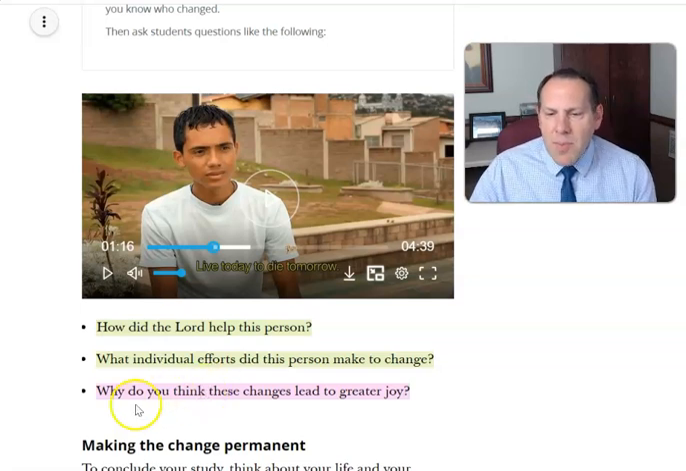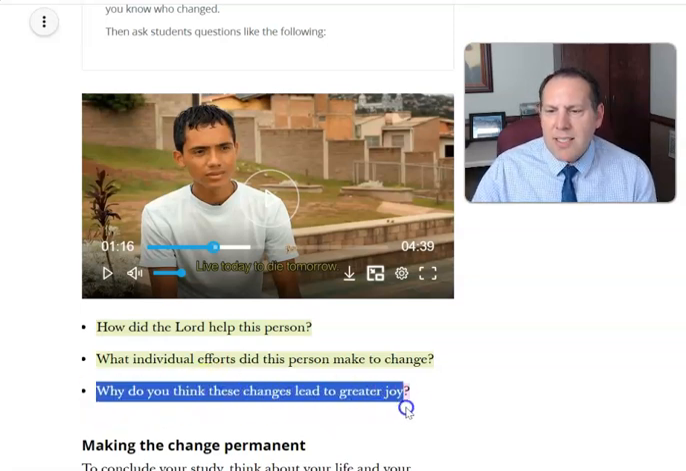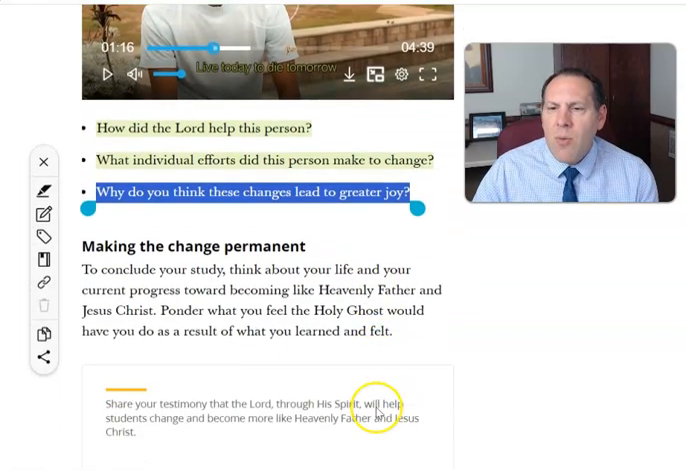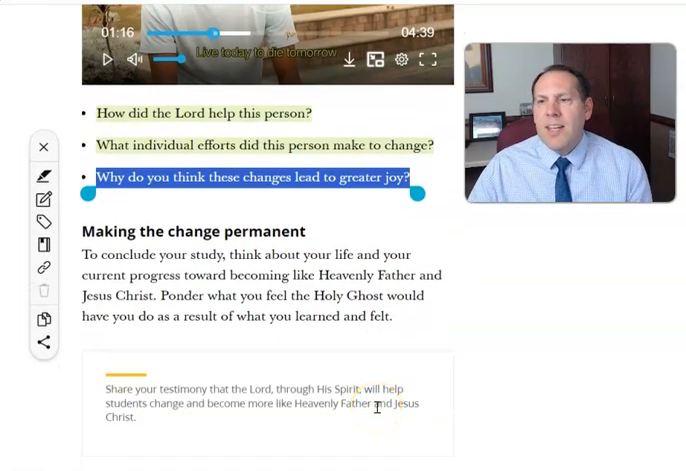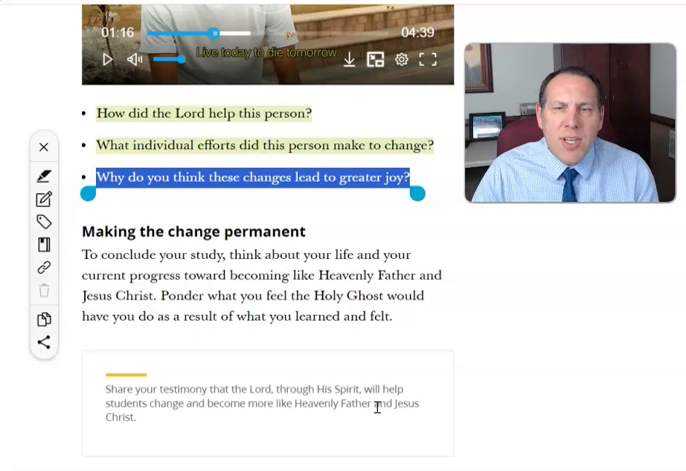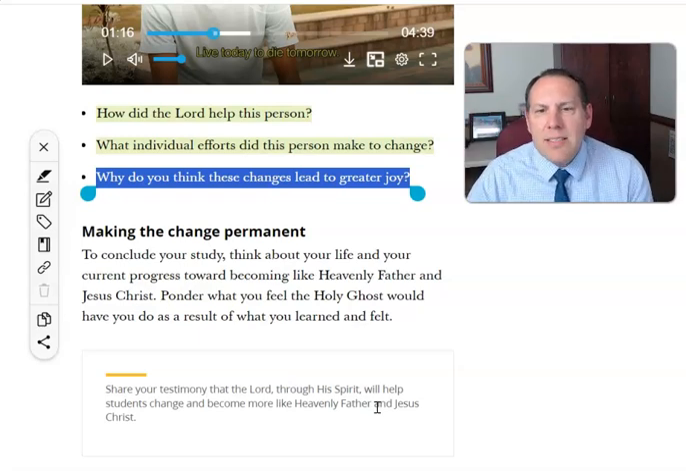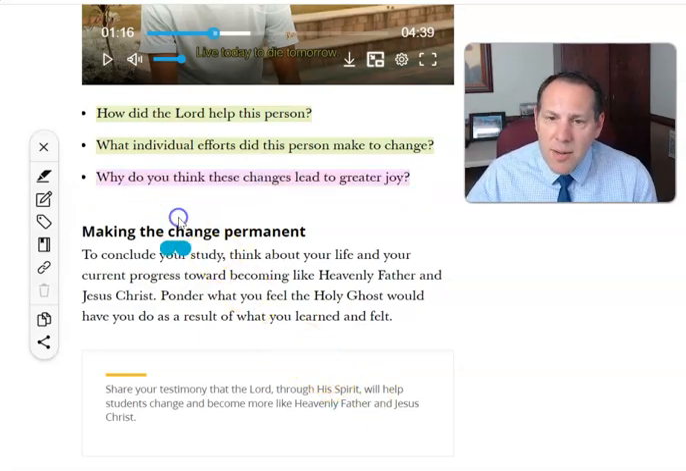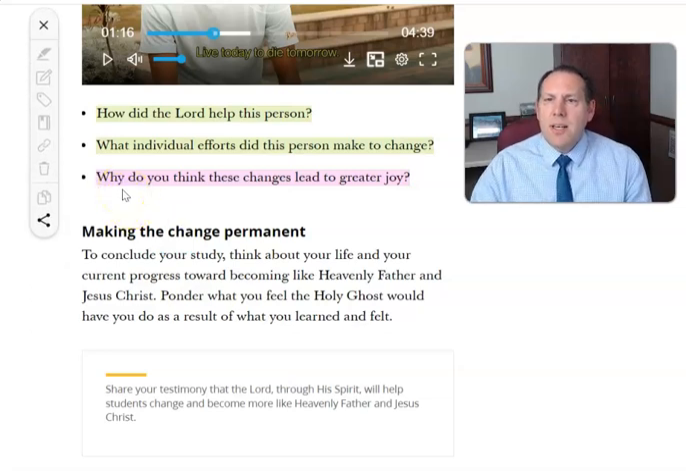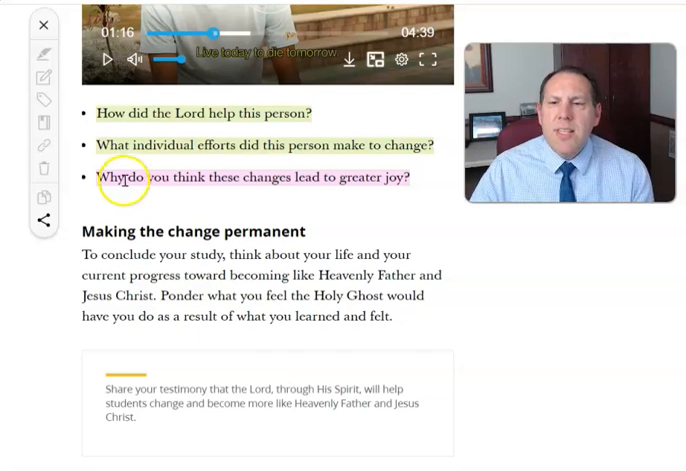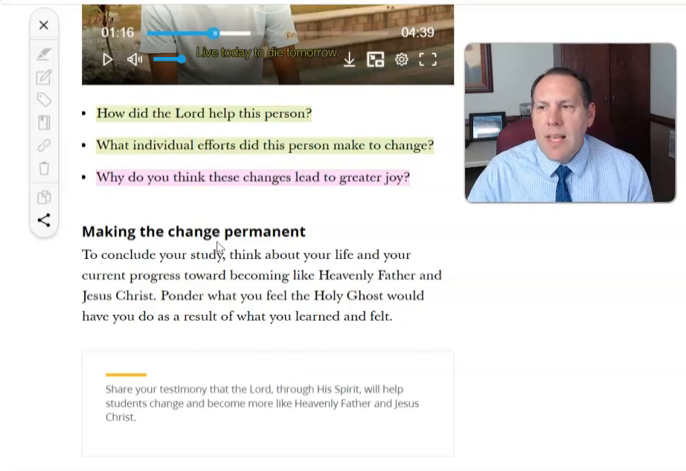But once we've got a question like this that is more thought-provoking, I want everybody to weigh in, not just those that are comfortable answering publicly in front of the class. So I might have them turn to their neighbor and say, there's this great question. I want everybody to answer. Would you turn to your neighbor and would you just share, why do you think these changes lead to greater joy? Tell them what you think. At any rate, there's many ways to ask a question.